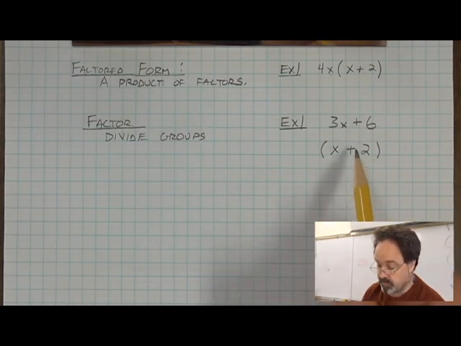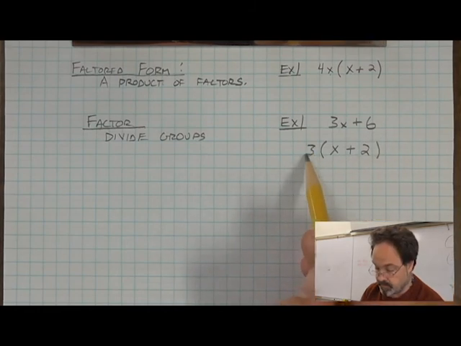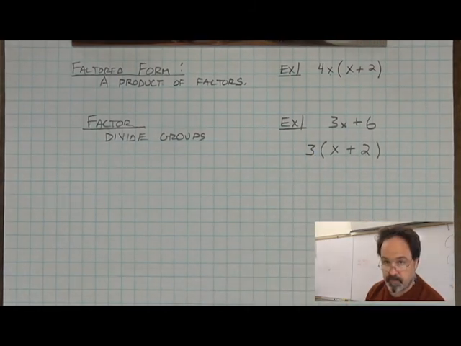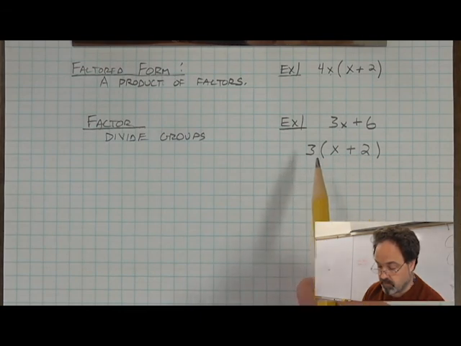So what happened to the 3 that I divided both of these terms by? I put it outside the parentheses and showed it as multiplication. This is factored form. It's the product of two factors. One of those factors is 3. The other factor is the group x plus 2.